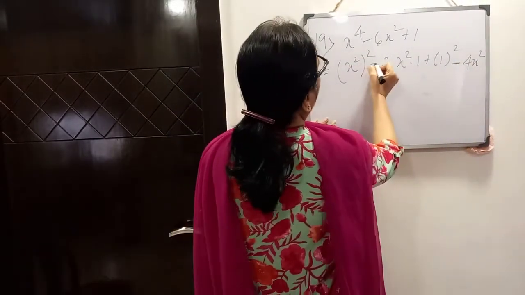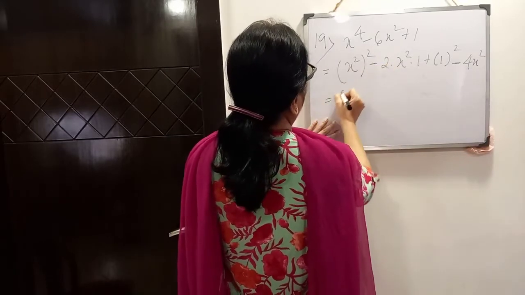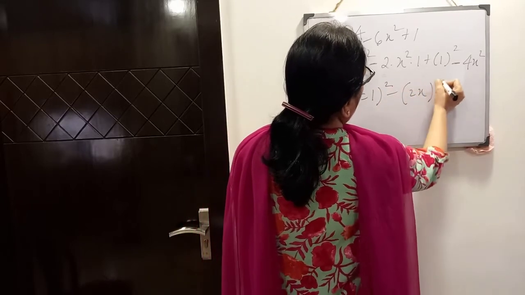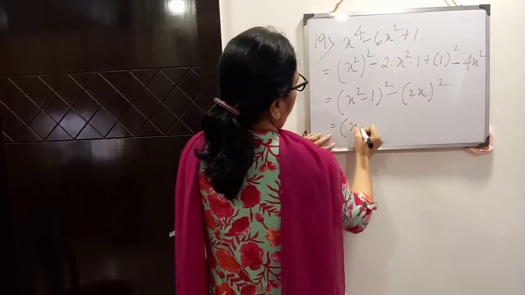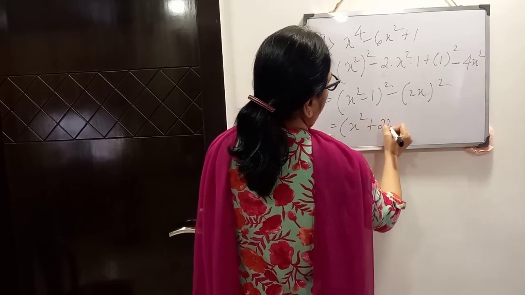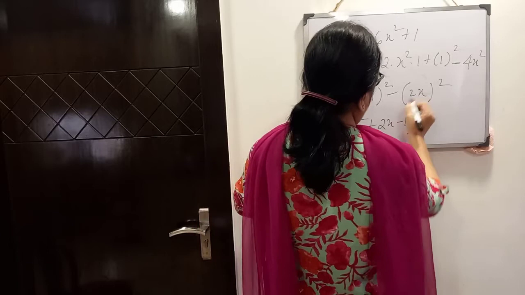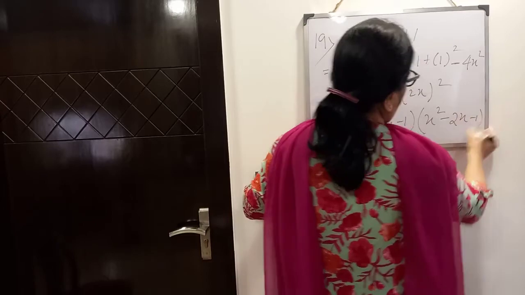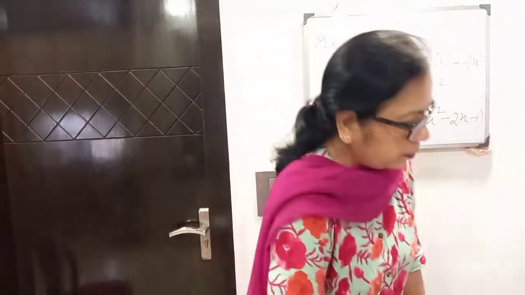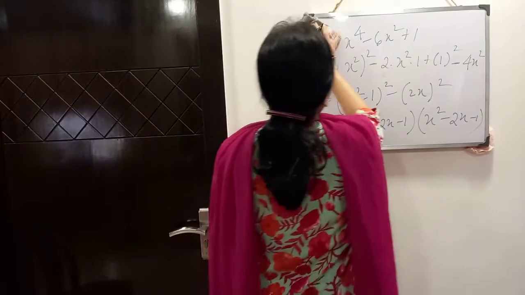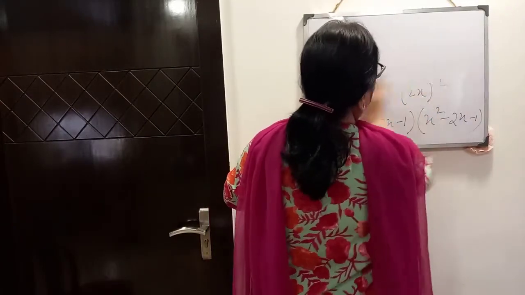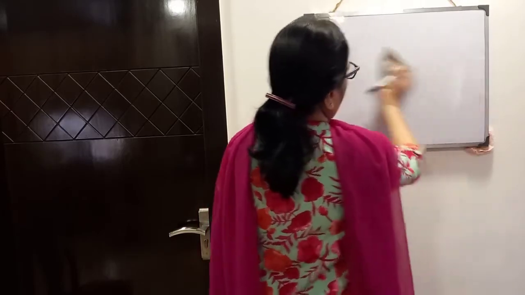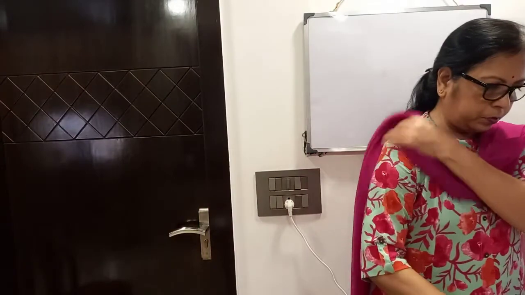Clear? So we can write in a square minus b square form. Now this equal to, we can write this minus 2x whole square. Clear? Now a plus b into, plus b I have written first, and a minus b. These are two factors. Then number 20.